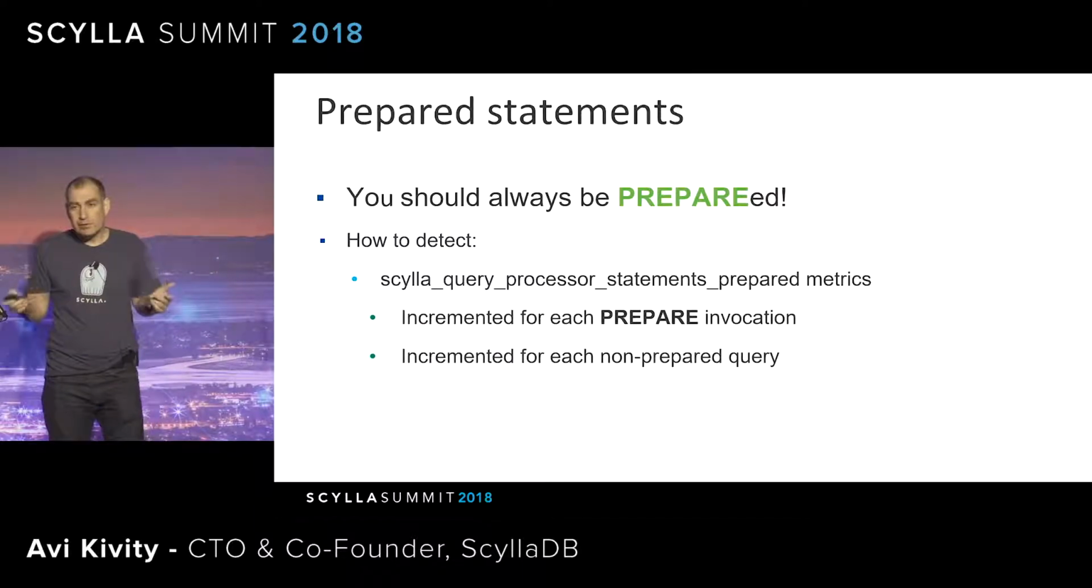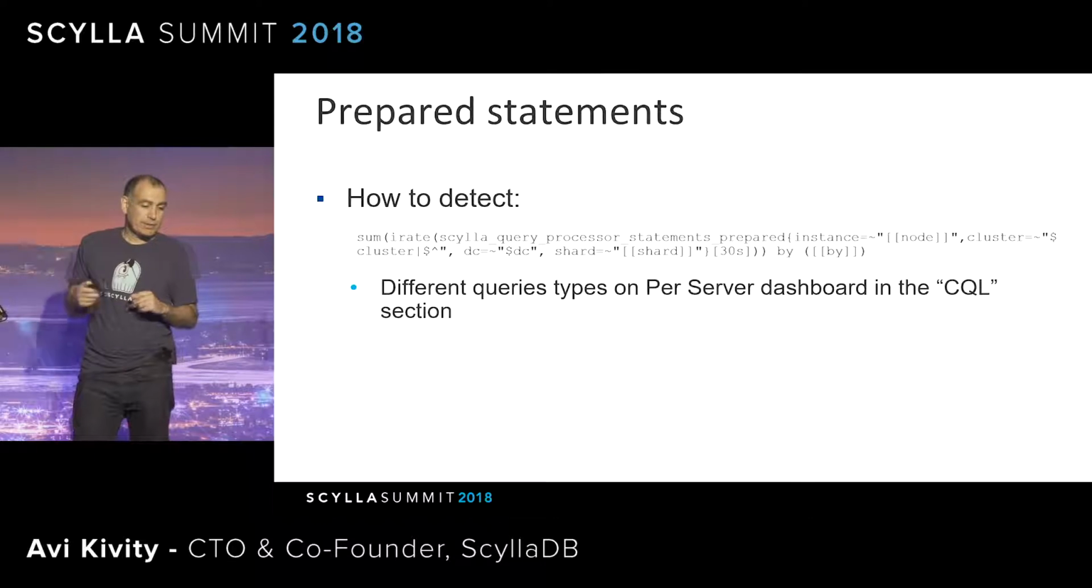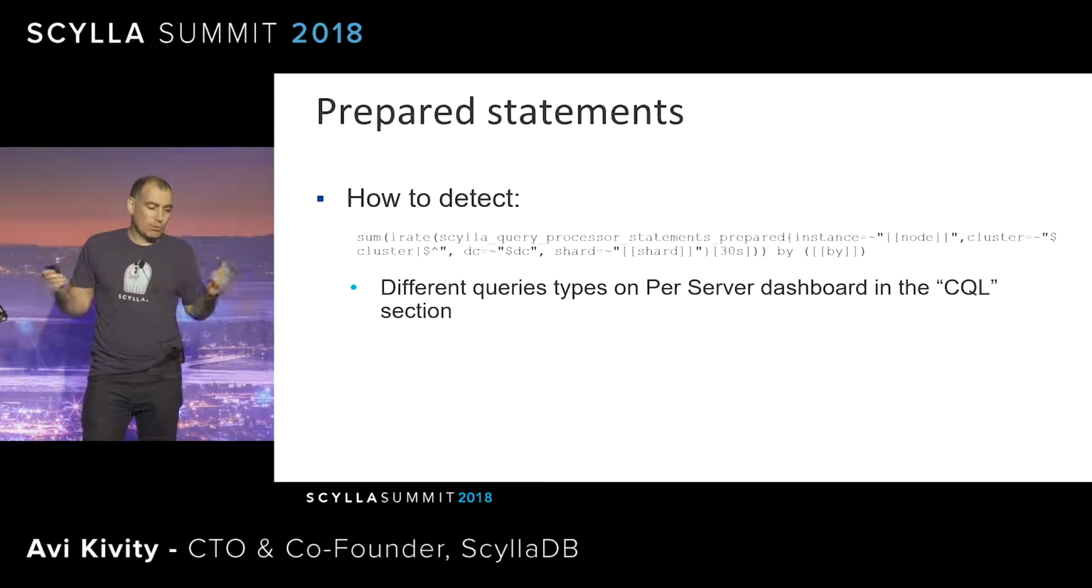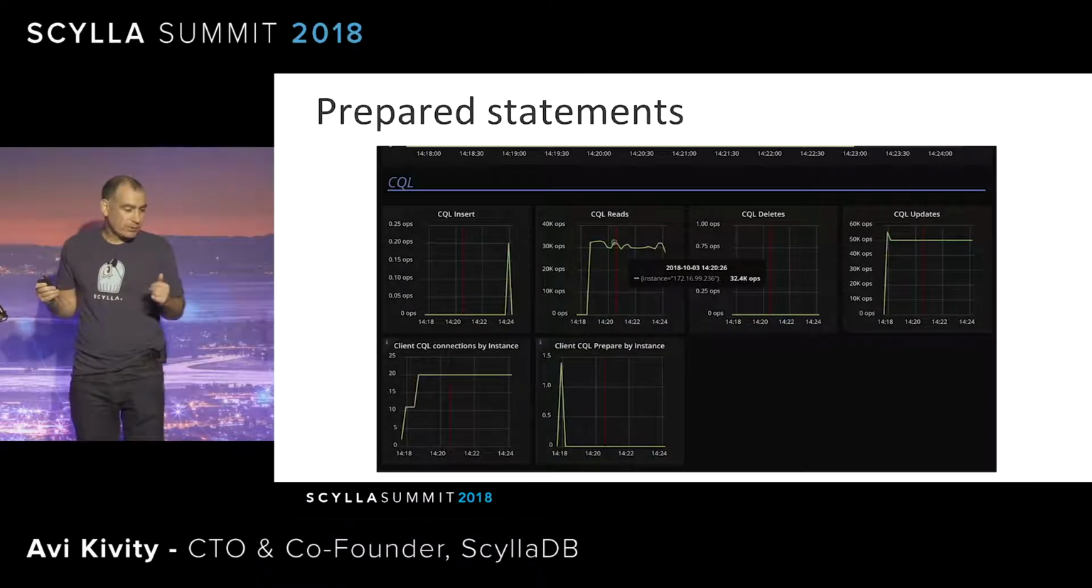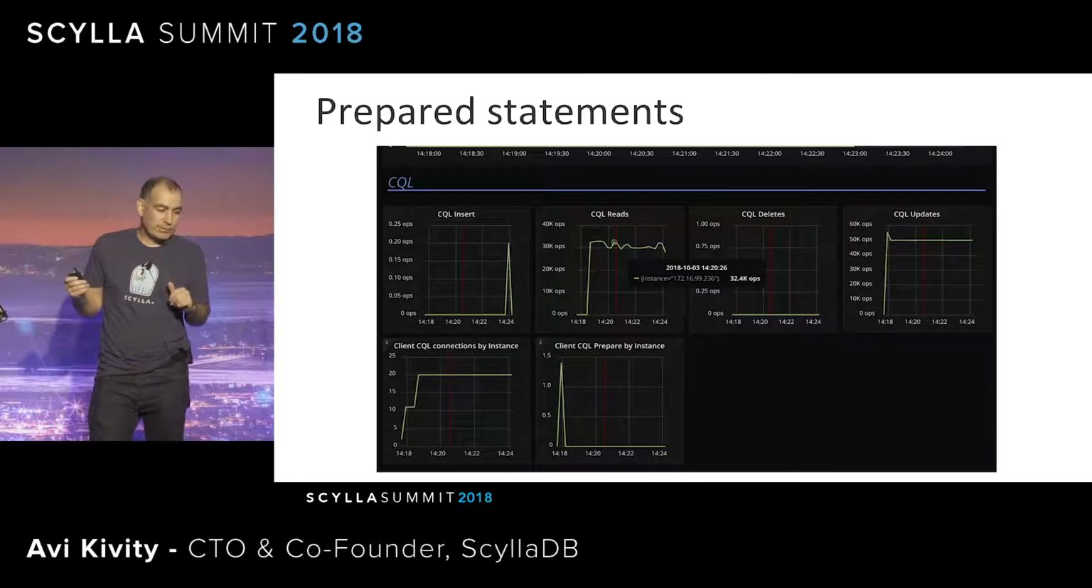But if you see it continuously incremented, that means that you're not using prepared statements, and Scylla has to parse and compile the query each time you run it. And if that counter is incrementing continuously, you have a problem. So this is a Prometheus query that shows you exactly where you have unprepared statements. And this is how it looks like. You can see exactly where it happens.